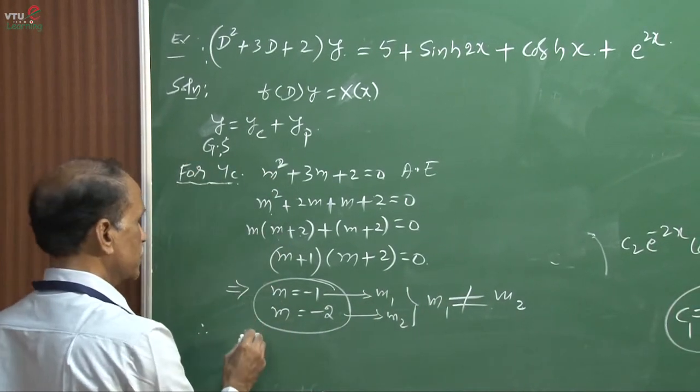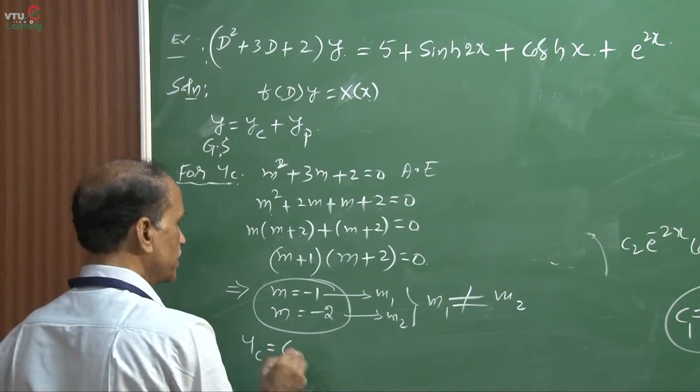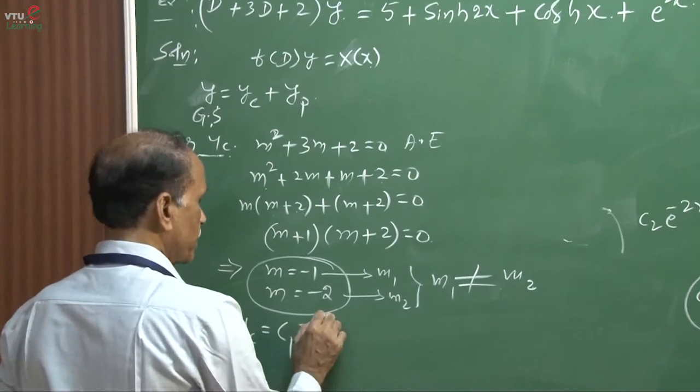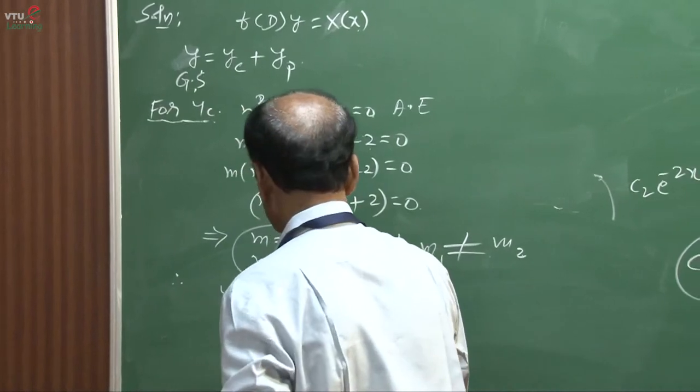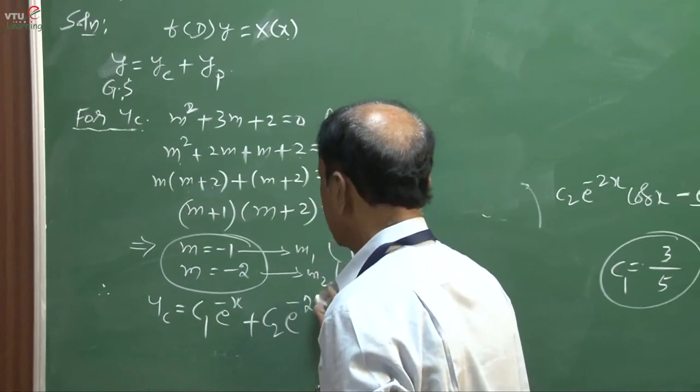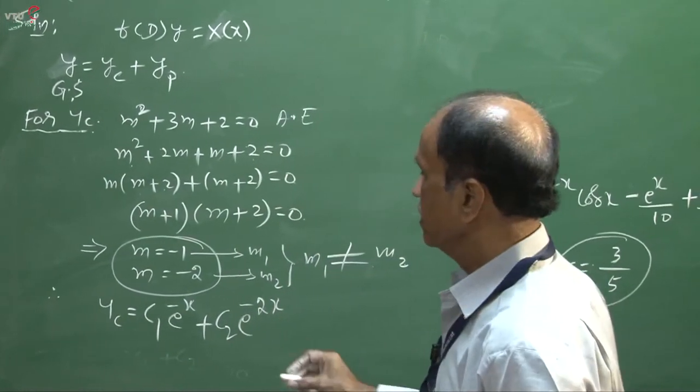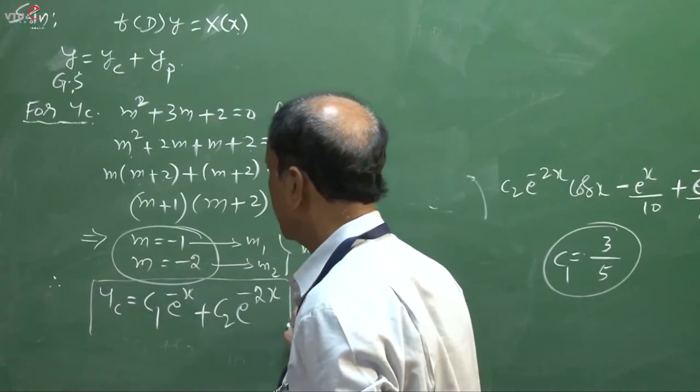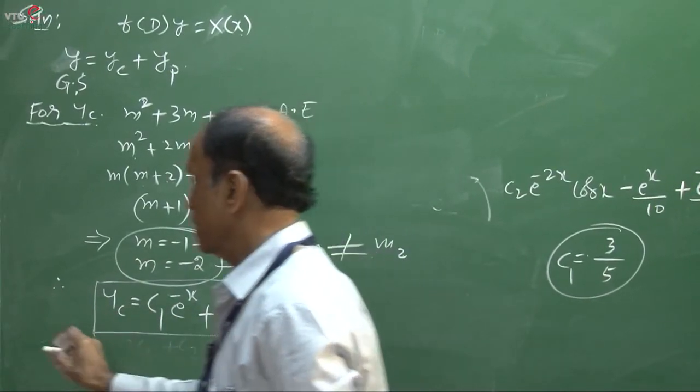Therefore, according to case 1, the complementary function can be written as c1 e^(-x) + c2 e^(-2x). This is the complementary function, meaning the solution for the LHS.